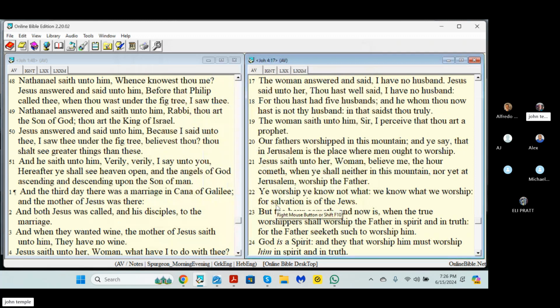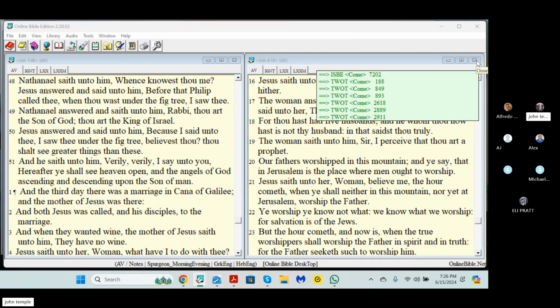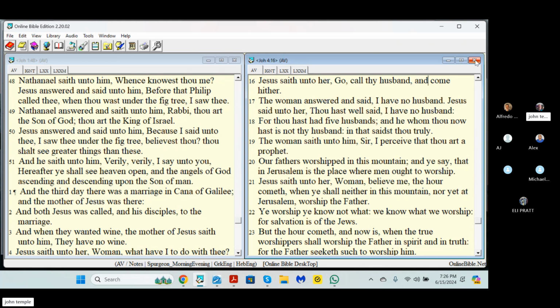He had supernatural knowledge. He says to her, Go, call thy husband and come hither, knowing full well. The woman answered and said, I have no husband. Jesus said unto her, Thou hast well said, I have no husband, for thou hast had five husbands, and he whom thou now hast is not thy husband. In that saidst thou truly. And the woman said, Sir, I perceive that thou art a prophet. It's like Nathanael, how did you see me under the tree? How'd you know I had five husbands? Because he's God. So that's all.